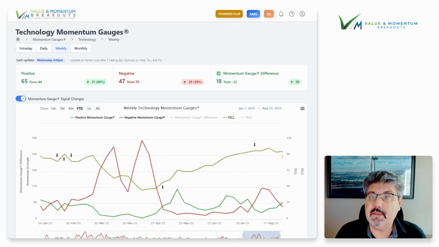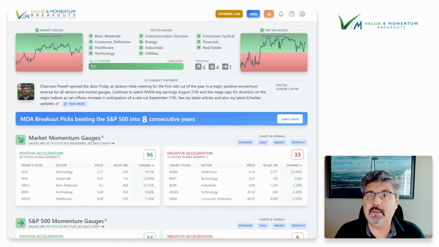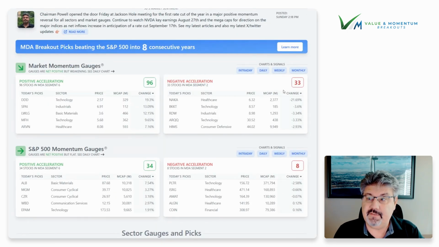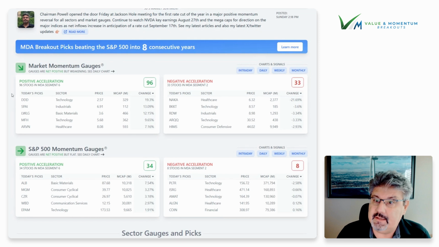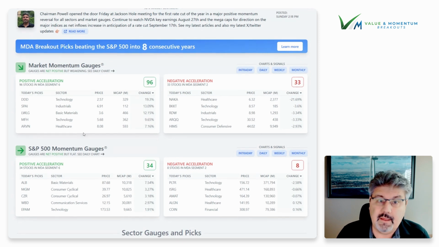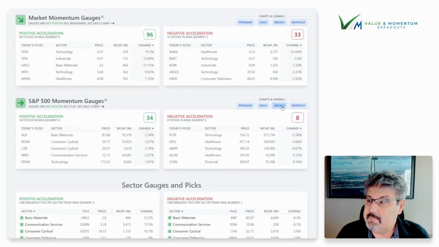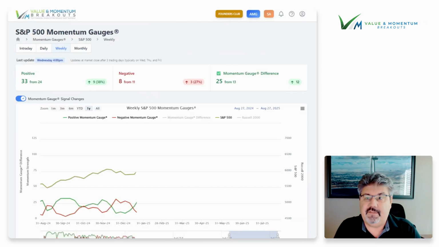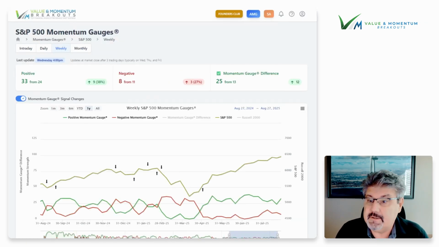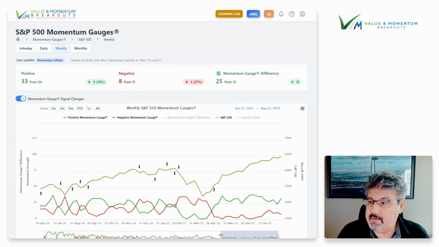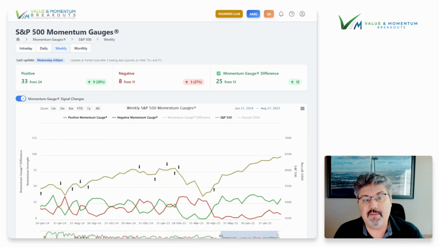We can also look at the sector. We can look at, here's the S&P 500 gauges. So we just talked about the market gauges. These are breakout stocks at the market level. These are the S&P gauges. So let's look at the S&P 500 momentum gauges. And you see these guys, they are looking at only 500 stocks, but these are the biggest ones. And the cool thing about this one is that they're equal weighted, but they're closer in weighting than the other index.